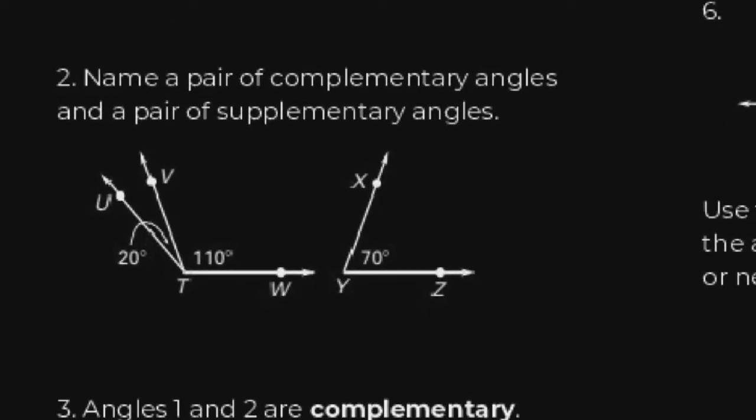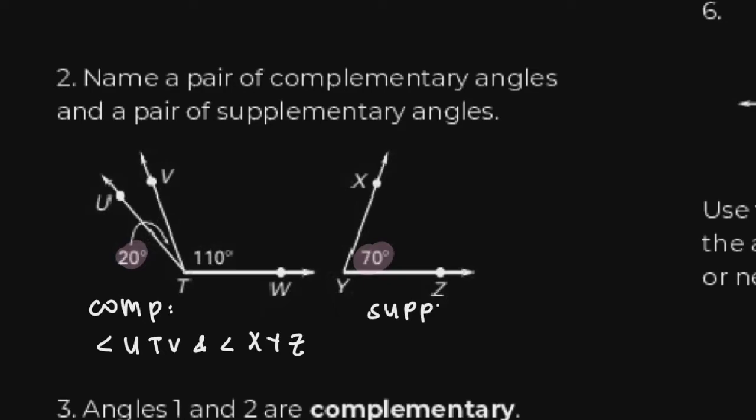Next we have name a pair of complementary angles. Name a pair of supplementary angles. So complementary angles add up to 90 degrees. So we have 20 degrees, 110 degrees, and 70 degrees. So we would want to use the 70 plus the 20, that would equal 90, and that would be our complementary angles. So that would be angle UTV and angle XYZ.